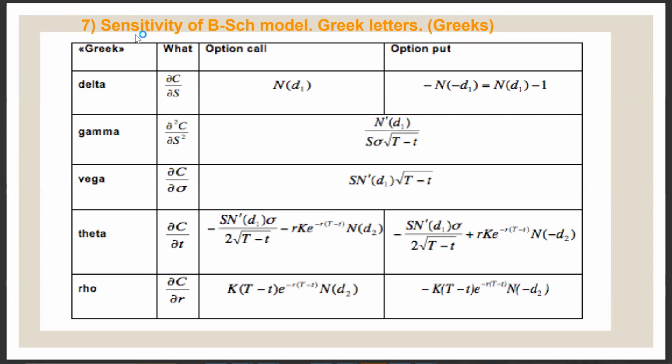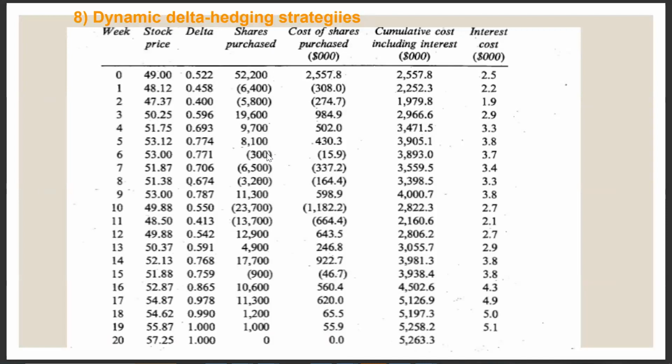After that, we learned the sensitivity of the Black-Scholes model. It is the so-called Greek letters. It is sensitivity: how the call price changes if we change, for example, the stock price. So it is this derivative, dC with respect to dS, the second derivative of C with respect to S, the derivatives of C with respect to volatility, with respect to time, with respect to interest rate.